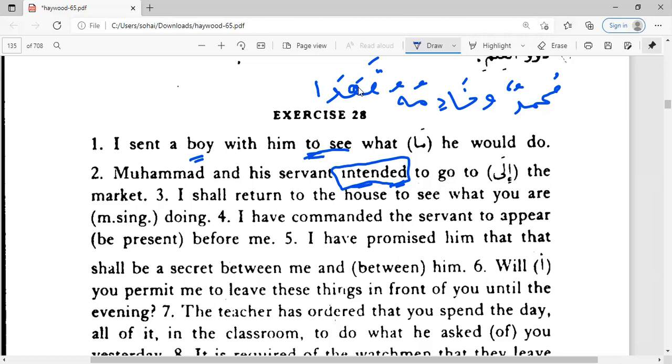To go is zahaba. No. That's fine. But what I'm saying is, up to here, you could have also. What's the normal way of starting? Most common way of starting a sentence, verbal sentence.